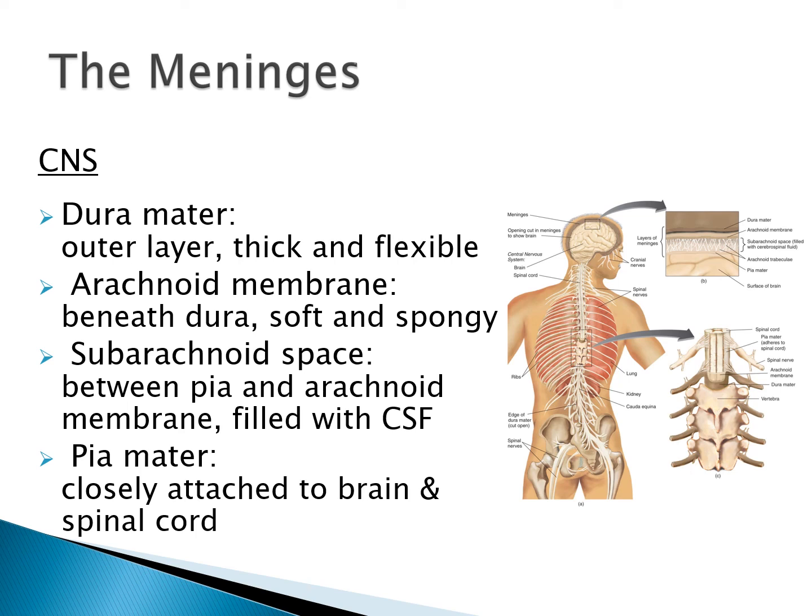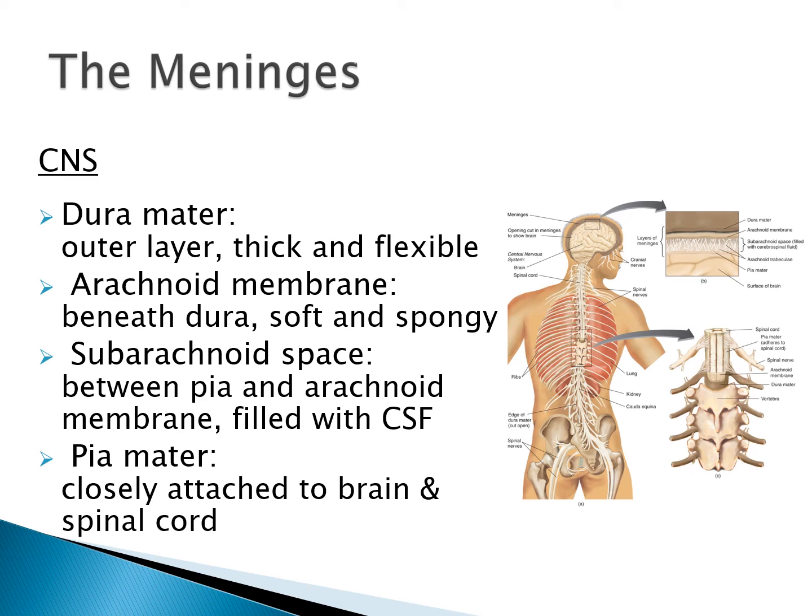Underneath that, we have this arachnoid membrane. If you look at the picture on the right, where there's this square box that's pulled out and magnified, you can see under there this arachnoid membrane that looks kind of like a spider web, especially with the subarachnoid space, and that is where the arachnoid membrane gets its name. It is soft and spongy, and then beneath that we have the subarachnoid space. So this is filled with a fluid. It's filled with cerebrospinal fluid, that CSF.